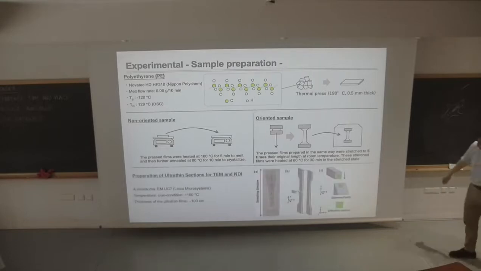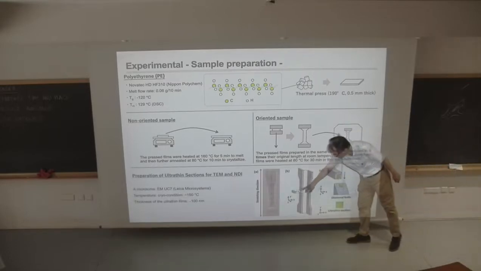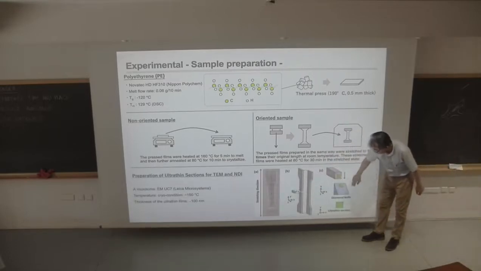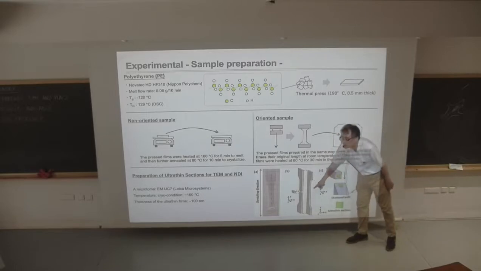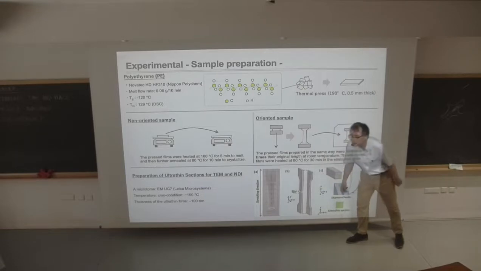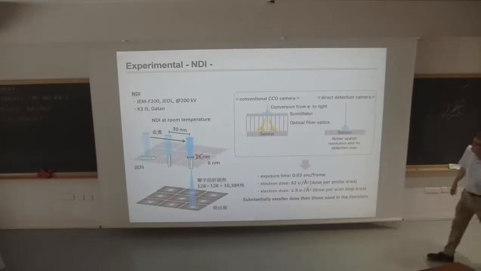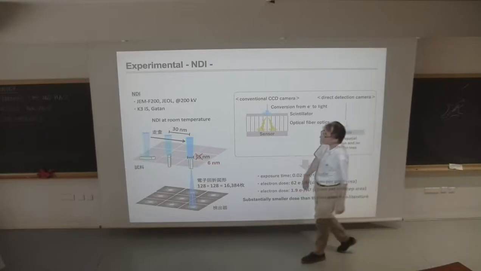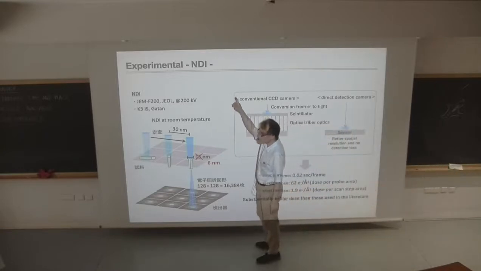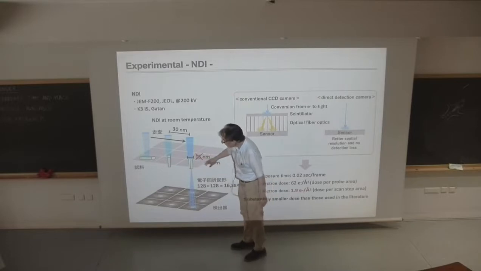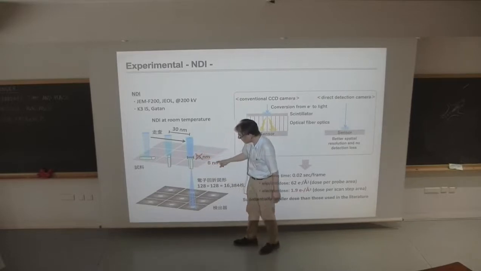And again, for the stretching sample, we cut this way, and then we microtome. So what we essentially show you is the cross section of the sample. Okay. And now we do electron imaging, what we call nano diffraction imaging. Okay. So we focus the beam down to 15 nanometer.